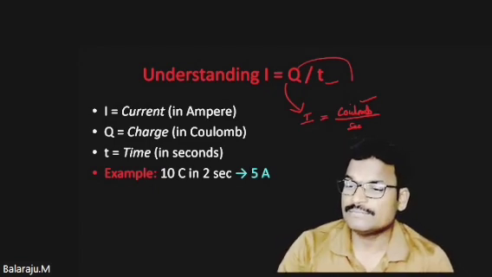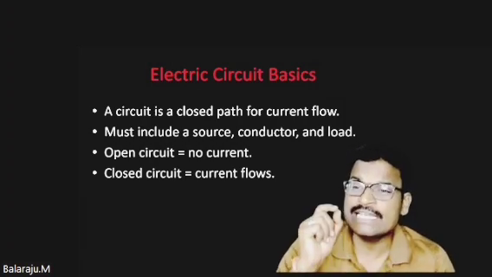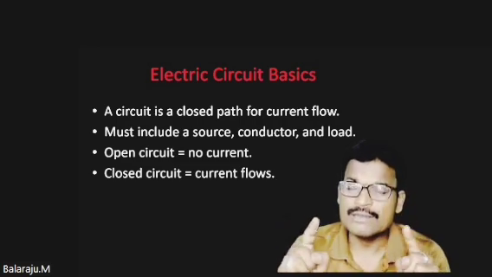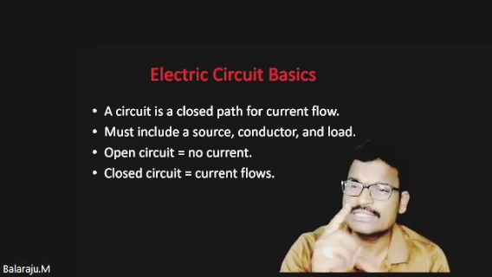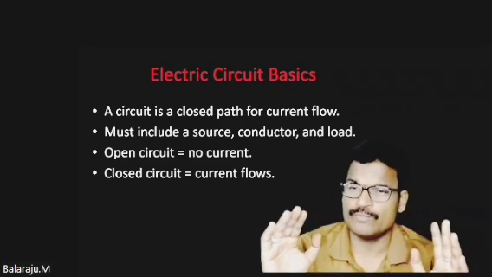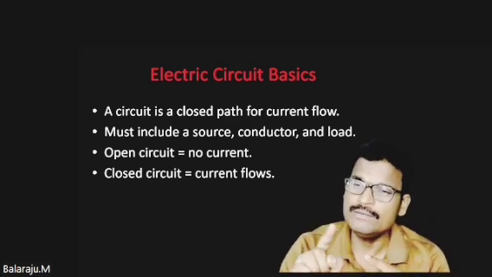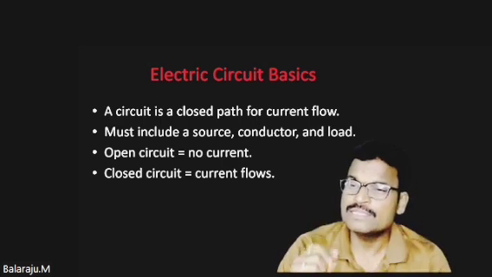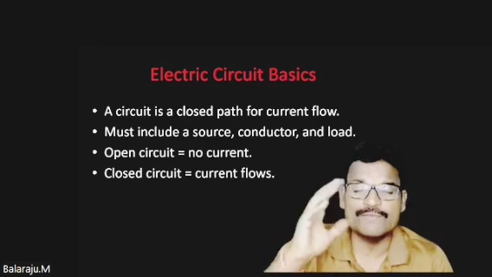One example. Now, electric circuit basics. A circuit is a closed path for current flow. Circuit must be closed. If circuit is not closed, the current will not travel. Current will not flow. When will the circuit close? When you switch on, the circuit will close. When you switch off, the circuit will break. So here, one condition, a circuit is a closed path for current flow.